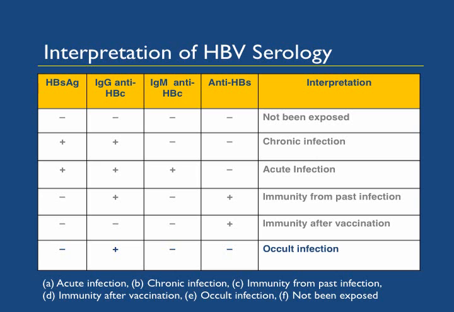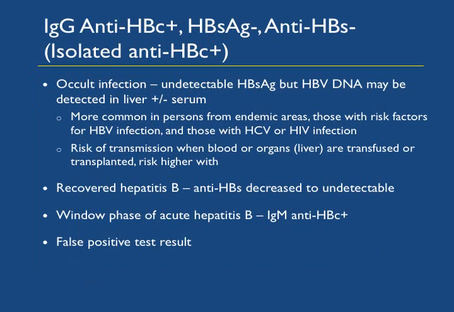The most common scenario is an occult hepatitis B infection. We now move on to the next slide. This is a situation which we sometimes call isolated core antibody: IgG core positive, surface antigen negative, surface antibody negative. As I've indicated, the most common reason is occult infection, which means undetectable surface antigen, but hepatitis B virus DNA is often detected in the liver and occasionally in the blood.